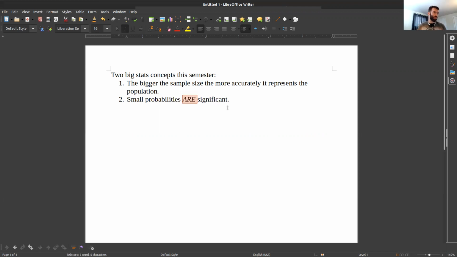Just to say a few words on this one, since we're not going to quite get into it yet. We saw hints of this. This is going to be getting us into hypothesis testing. And this is really the crux of hypothesis testing, this concept right here. Why are small probabilities significant? It's almost counterintuitive to a lot of young stats students.